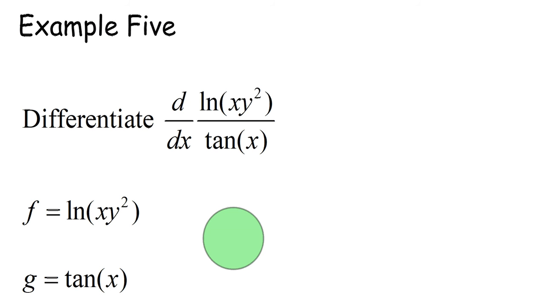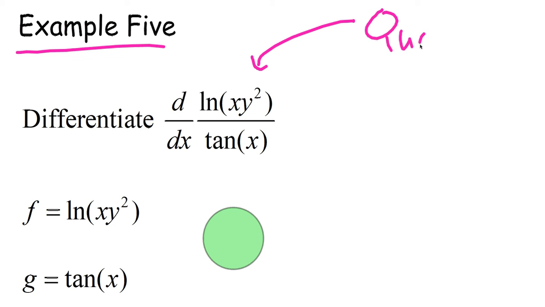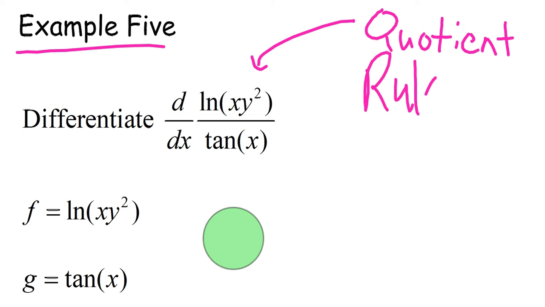Let's take a look at our fifth example. In this case, we are using a quotient, so we will be using the quotient rule. I'm even going to write that out for you. Okay, so what is the quotient rule? Well, remember, it's f prime g minus fg prime over g squared.